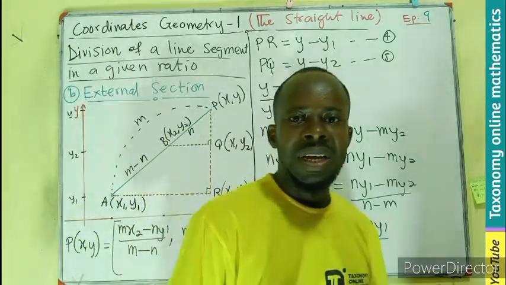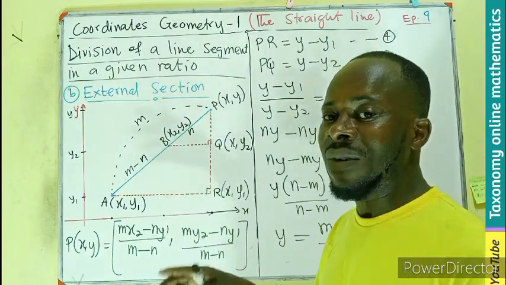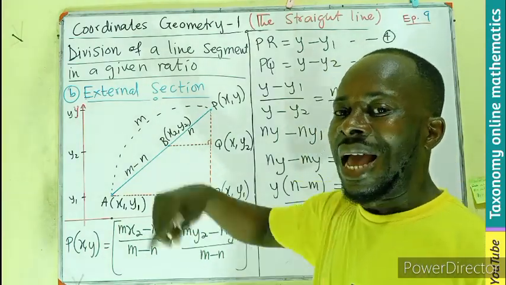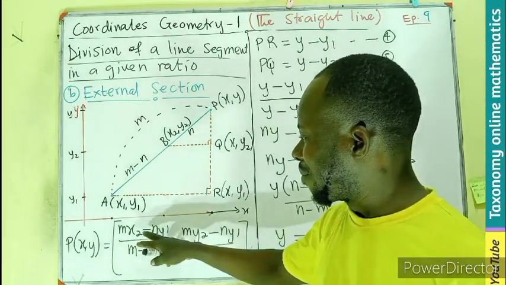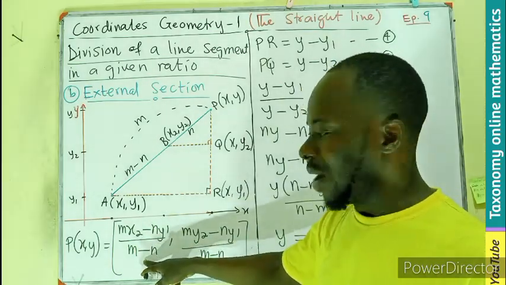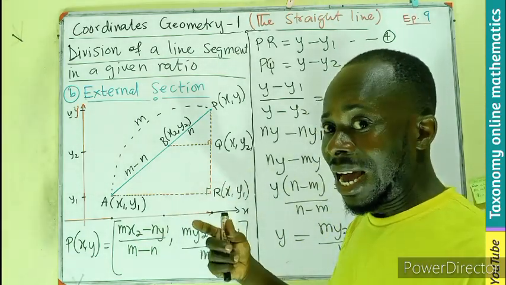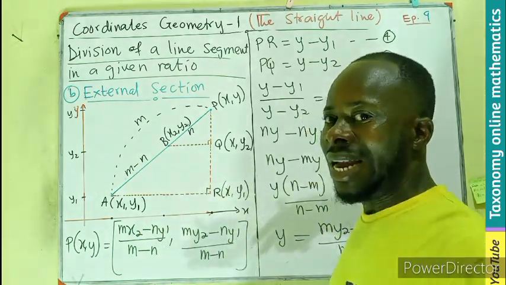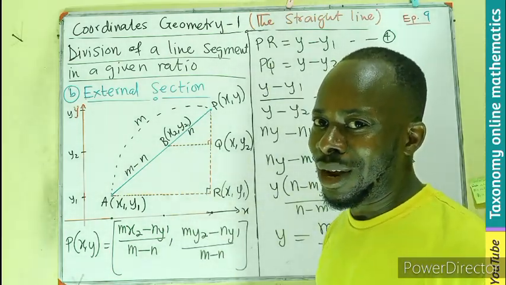Good. So that becomes the formula for finding the external division when a line is divided into a given ratio externally. This is the formula. The only difference is the minus sign. Internal, we use the positive sign. Then external division, we use the negative sign. I'm sure you get the concept.